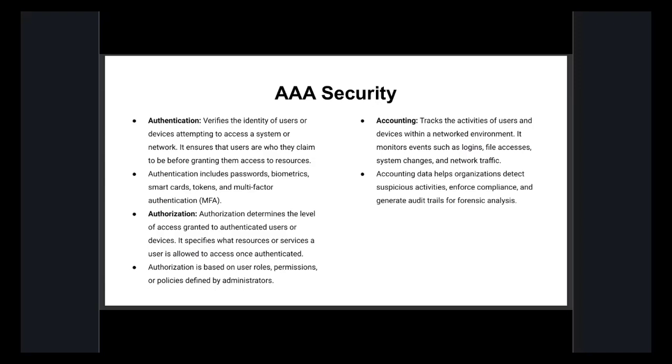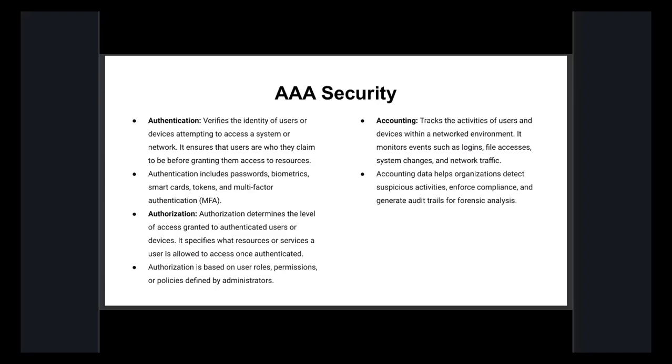The second A is authorization. Authorization is the amount of network access that is granted to authenticated users and devices. Authorization will determine what types of files, resources, or services can a user or a device access once their authentication has been approved. We can configure authorization policies through permission levels, user roles, and access control lists.